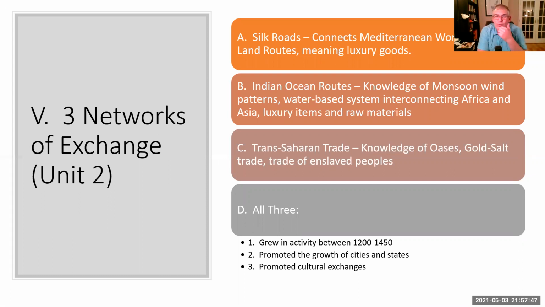All three of them, this is the important thing, they grew in activity. There's simply more trade happening all over them between 1200 and 1450. They all promoted the growth of cities and states. When trade routes intersect, at the intersection, cities will grow. And there's also states that grow, such as the Srivijaya, which grows in Indonesia because of the Indian Ocean Trade Network. So you have cities that grow, you have states that grow because of this trade. And it also is going to promote cultural activity, which we will talk about in a moment.